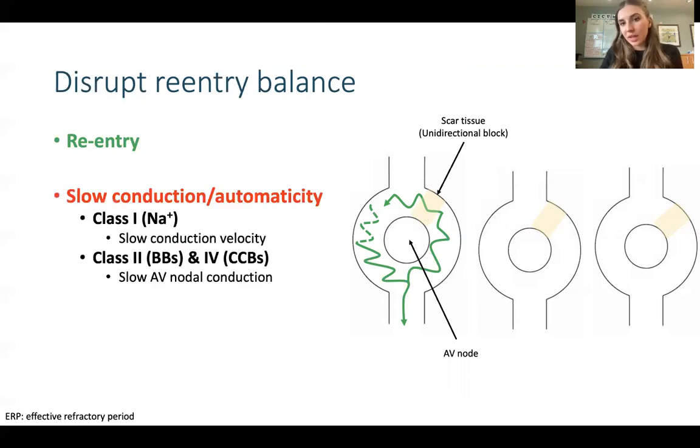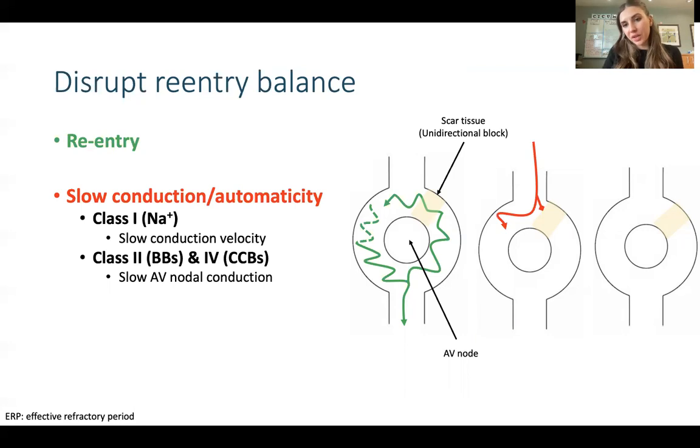Well, we can use drugs that can help us slow down the conduction or the automaticity of the action potential. Specifically, we can use class 1 agents as our sodium channel blockers, and they're going to slow down conduction velocity. Again, they're going to take that phase 0 depolarization and slow it down. Or we can use beta blockers and calcium channel blockers and think about that automaticity at our pacemaker cells, and they're going to slow down that phase 4 depolarization to get to that threshold.